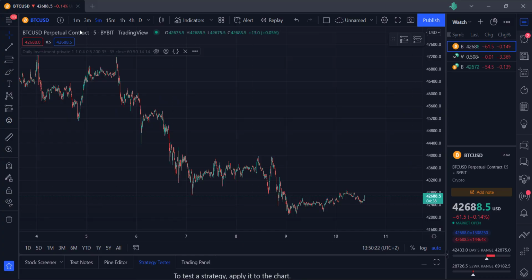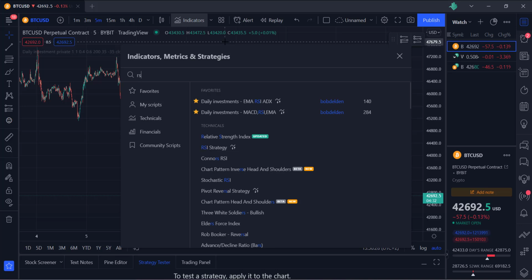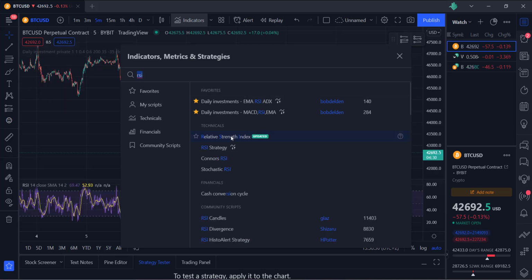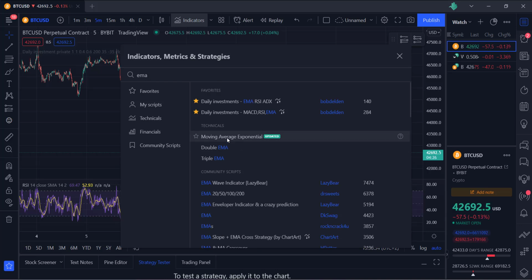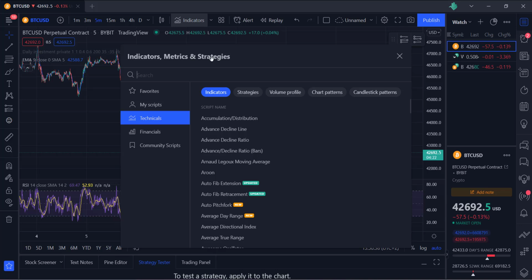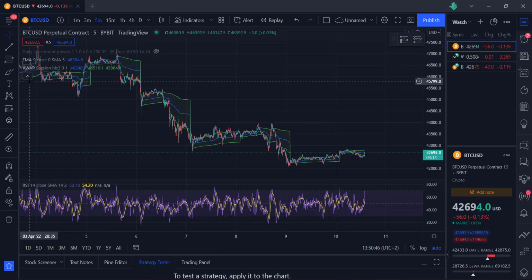So guys, let's cut right to the chase. The indicators that you need for this 5-minute scalping video are the RSI, the relative strength index. Besides that, we're gonna need the EMA, the exponential moving average. And for the last one, we're gonna need the VWAP, the volume weighted average price. So also add this one. This is important. You're gonna have the EMA, the VWAP, and the RSI.